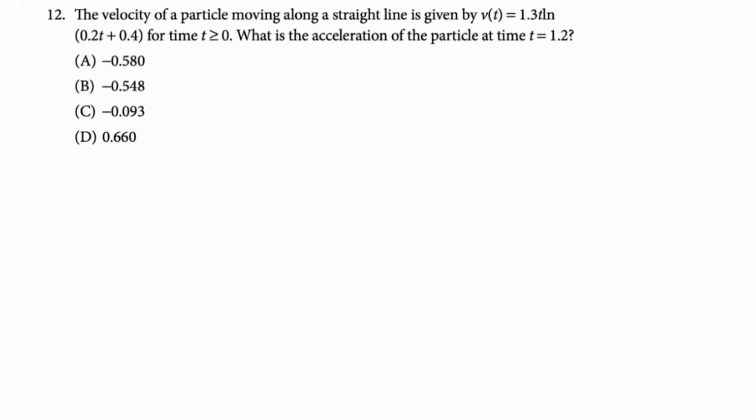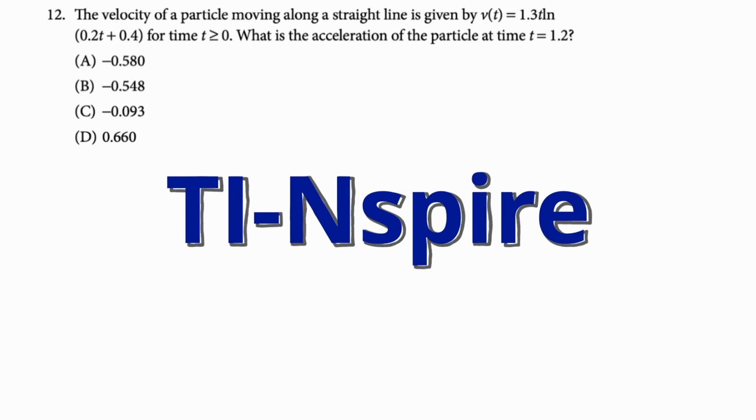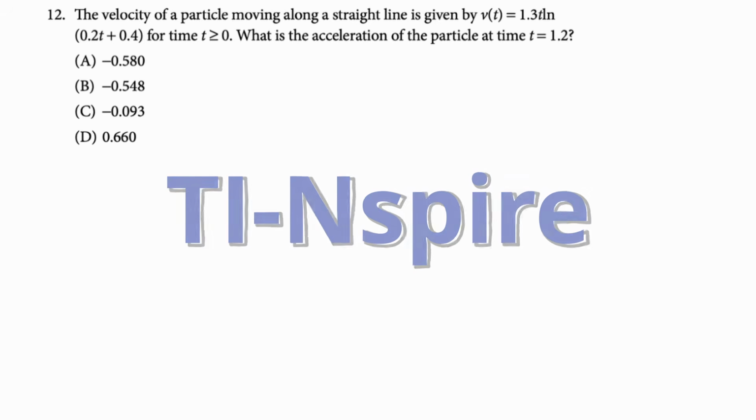Number 12, the velocity of a particle moving along a straight line is given by v of t equals 1.3t natural log of the quantity 0.2t plus 0.4 for time t greater than or equal to 0. What is the acceleration of the particle at time t equals 1.2? I'm going to switch to the calculator, show you the calculator work, and then I'll come back and I will box the answer.